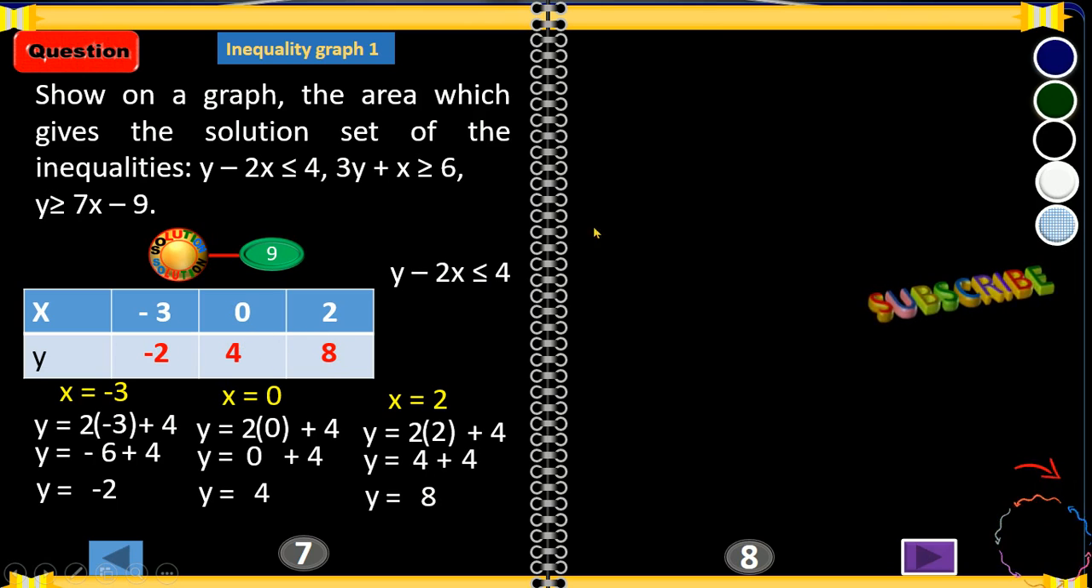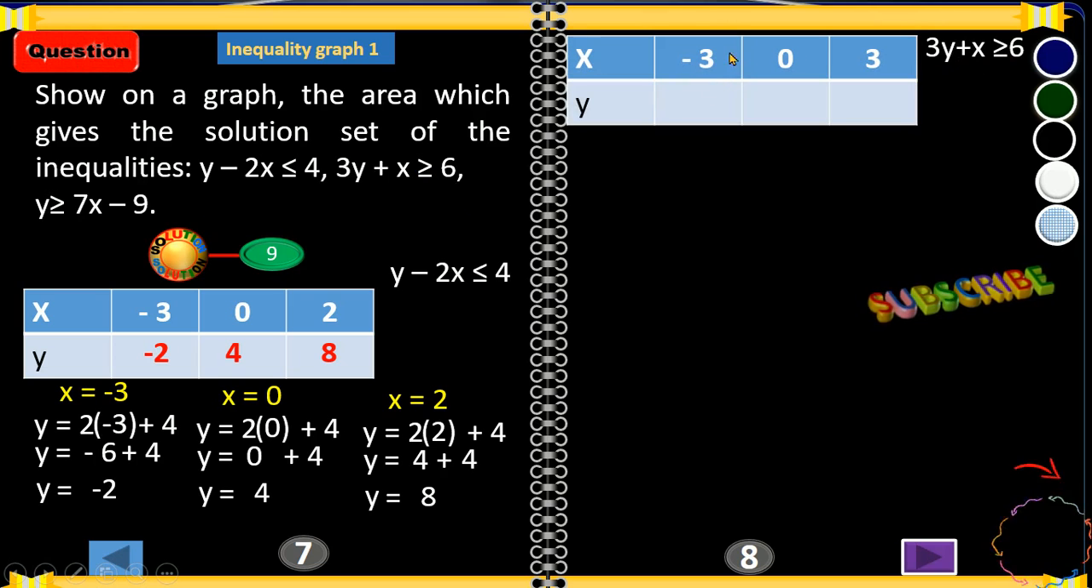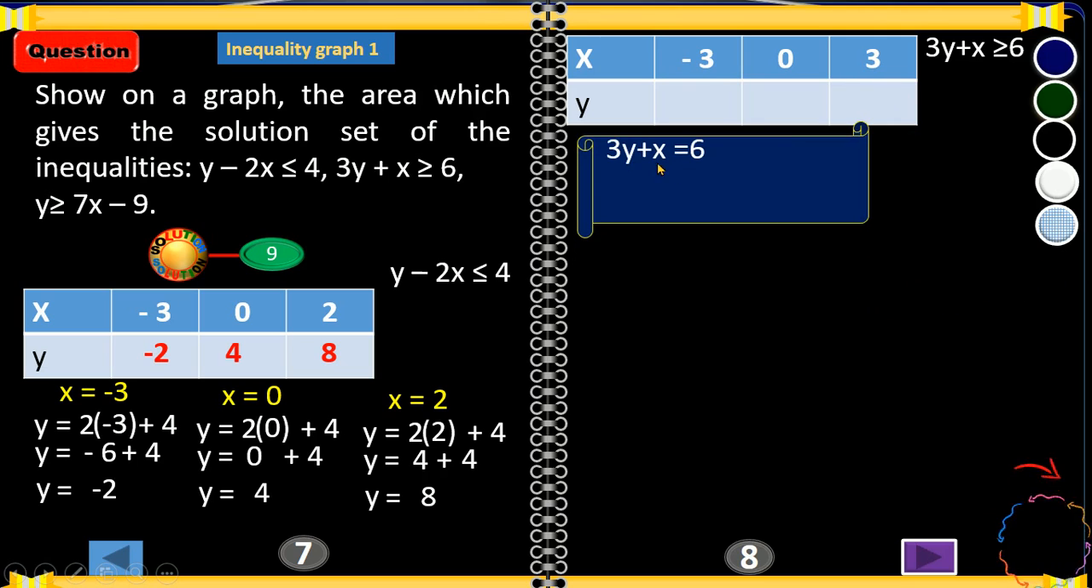Then we're going to get the next table. That is 3y plus x is greater than or equal to 6. We also choose points, looking at what we want to get. But before then, we want to make y the subject, so that we can get this table. Not that we cannot get the table without making y the subject, but for teaching sake, it's better. So now we are going to make y the subject. The function 3y plus x is equal to 6.